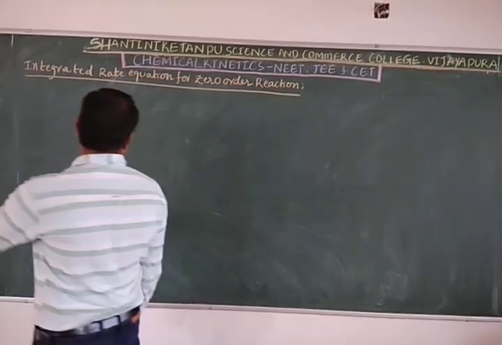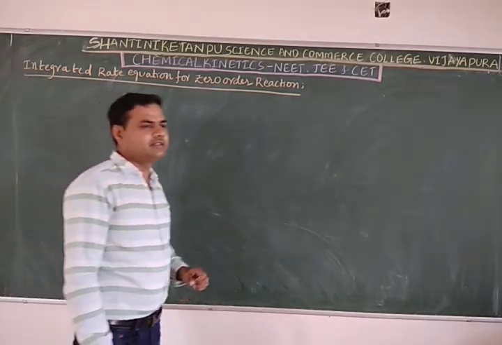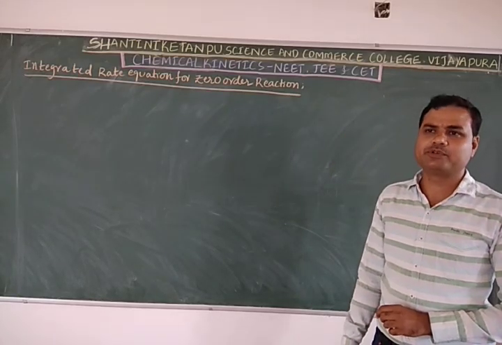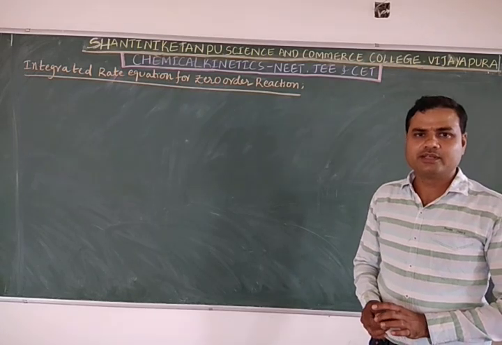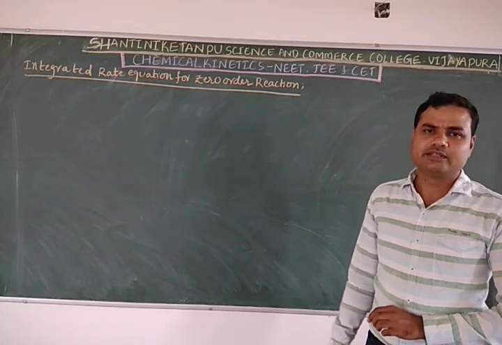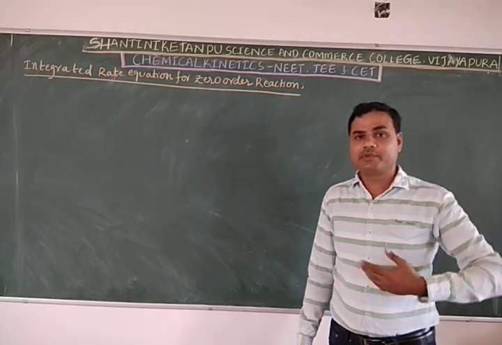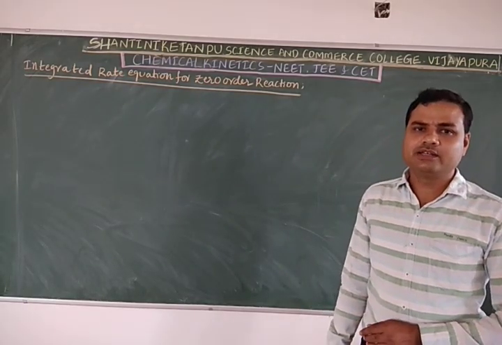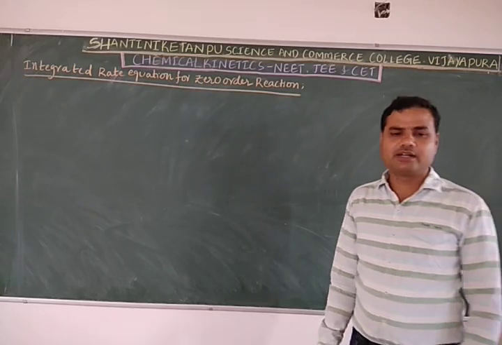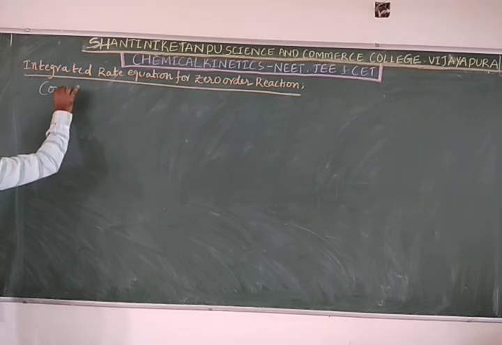What is meant by the zero order reaction? It is a reaction in which the rate of the reaction is directly proportional to the zeroth power of concentration of reactants, because the sum of the powers should become 0. Therefore, the rate of the reaction is directly proportional to the zeroth power of the concentration of the reactants. Those reactions are called zero order reactions.